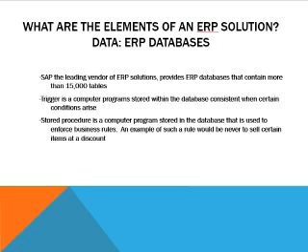Large organization databases contain two types of program code. The first, called a trigger, is a computer program stored within the database that runs when certain conditions arise. The second, called a stored procedure, is a computer program stored on the database that is used to enforce business rules. An example of such a rule would be never to sell certain items at a discount. Triggers and stored procedures are also part of the ERP solution that developers and business users must configure.